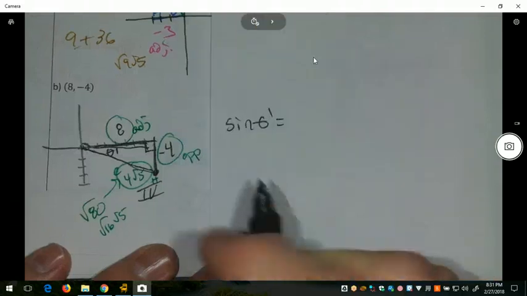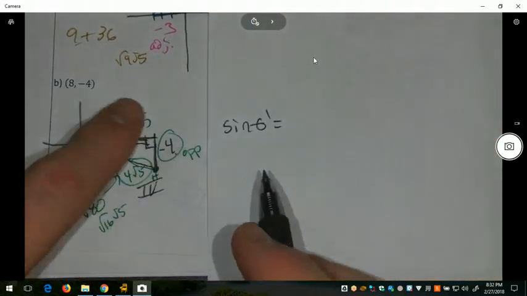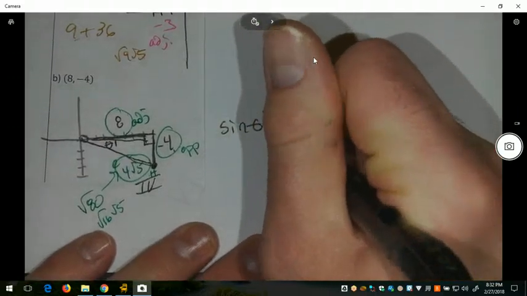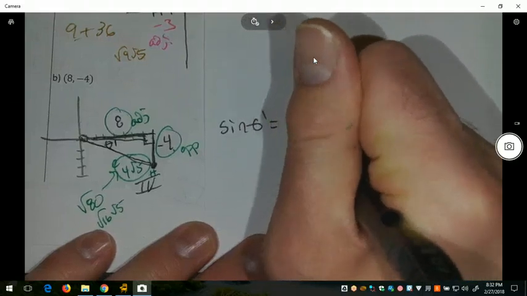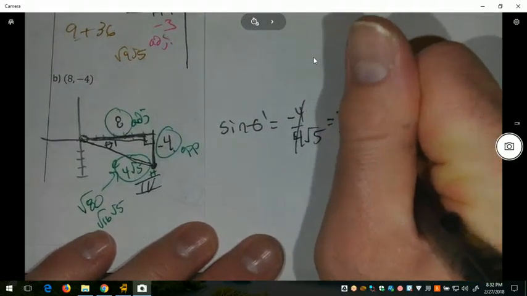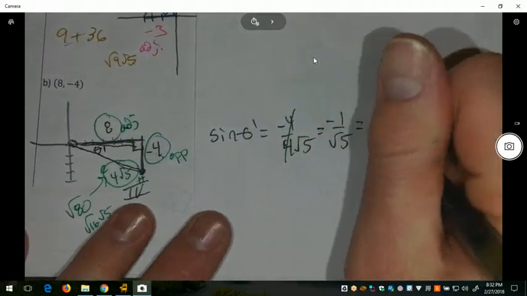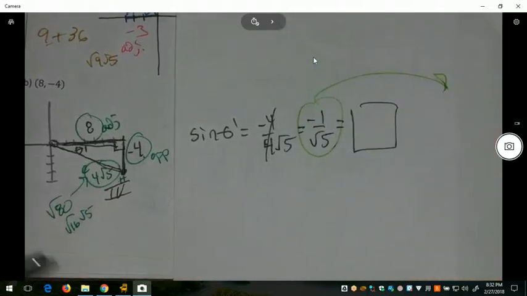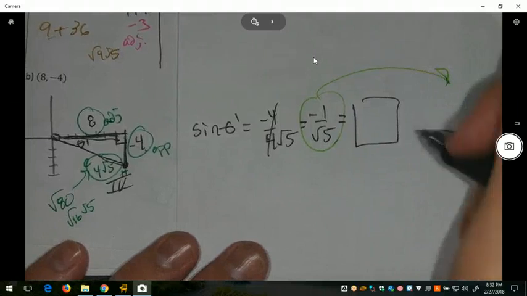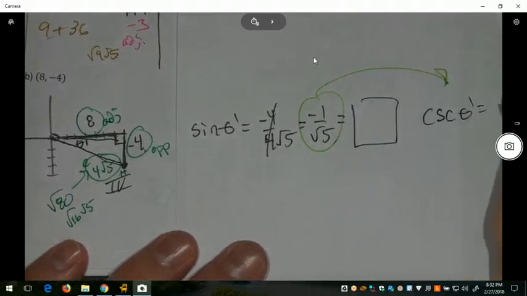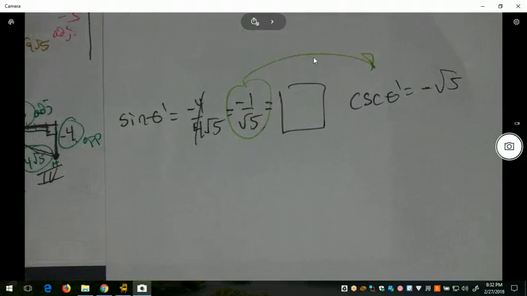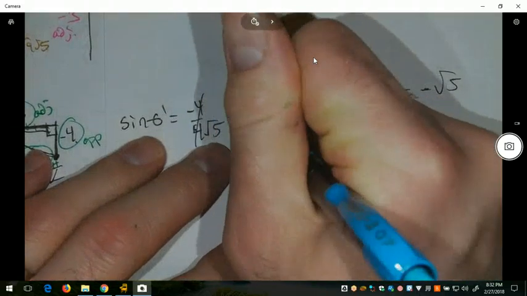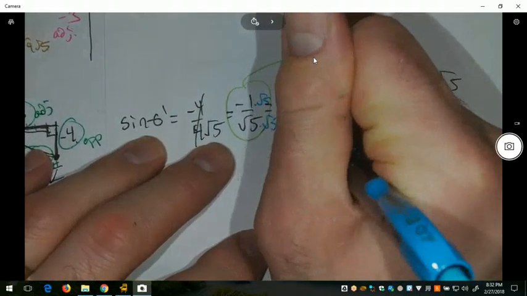Sine of theta prime is opposite over hypotenuse. Again, if you see a common divisor, divide it, make it simplified already. I've got negative 4 over 4 square roots of 5. Well, I can reduce that. That becomes negative 1 over square root of 5, which I can't leave like that. But the nice thing about that is I can quickly find the reciprocal value for cosecant. Cosecant of theta prime will then be negative square root of 5 over 1, which is just negative square root of 5. Rationalizing the denominator for sine will give me negative square root of 5 over 5.